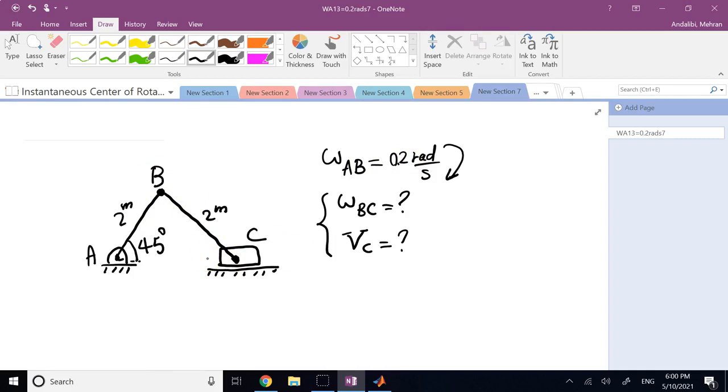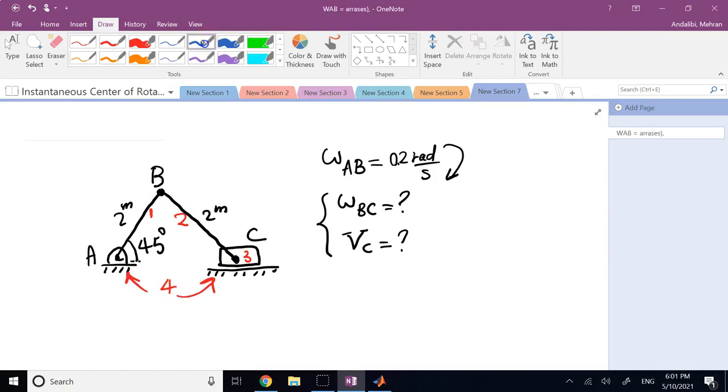So again, I would do it through the instantaneous center method, and again, I call these members with some numbers. So this is member number 1, this is member number 2, 3 is going to be the slider, and 4 is going to be the ground.